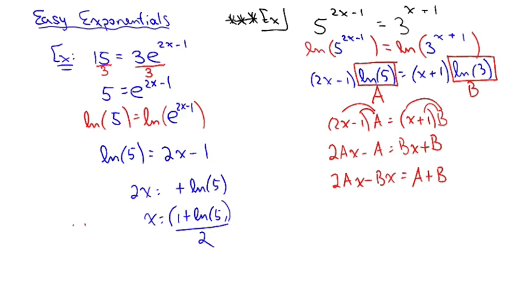What am I trying to solve for? Well, x, but the problem is it's in 2 different locations. So how do I create just one of them? Would you factor? Pull it out. Factor, pull it out, right? So you kick out x, what's left behind? 2a minus b. And it's equal to a plus b.